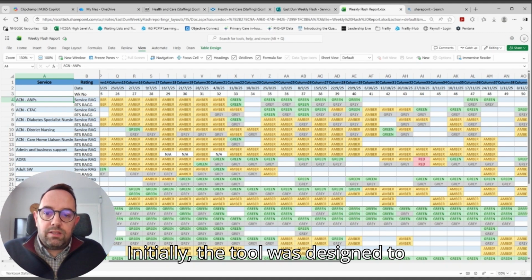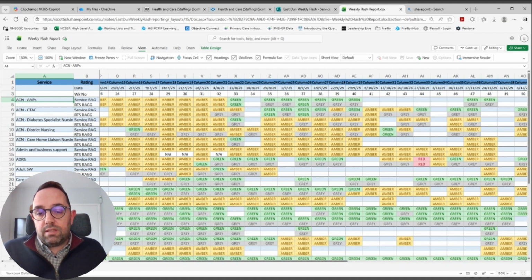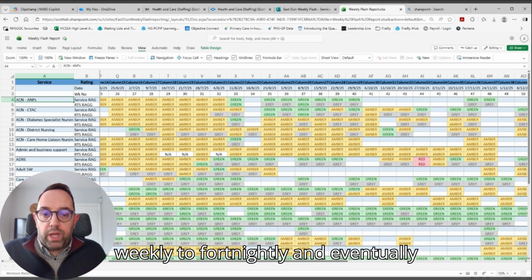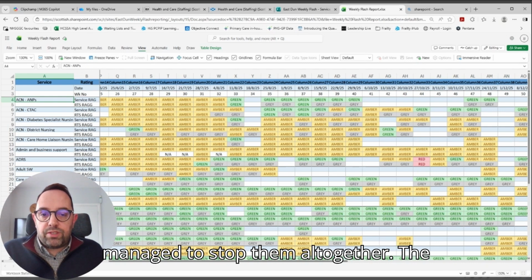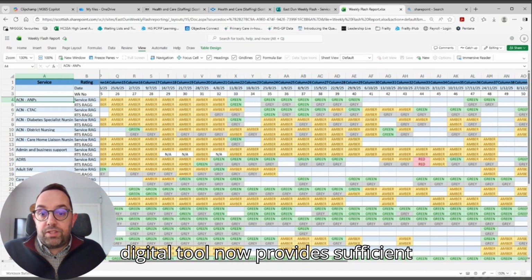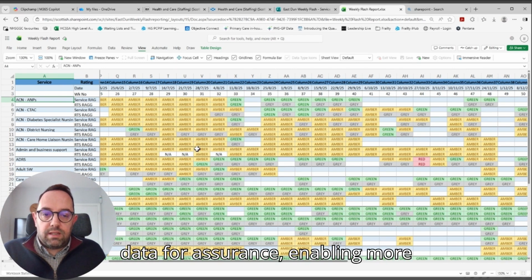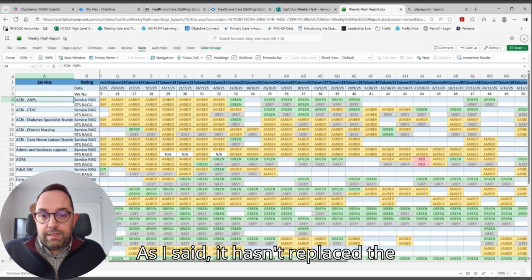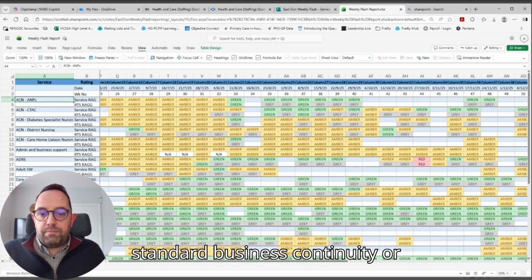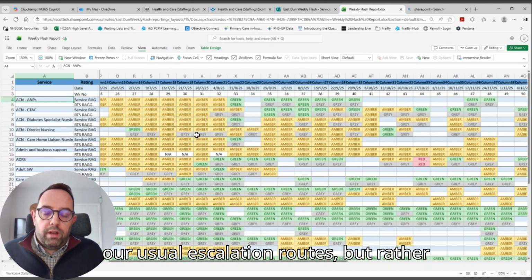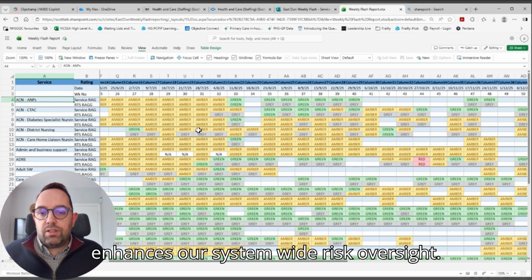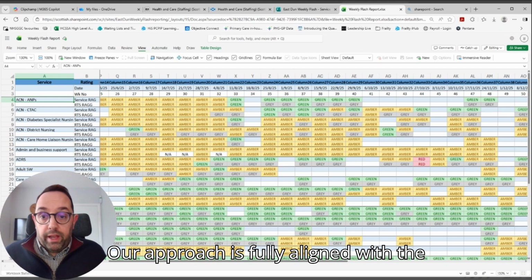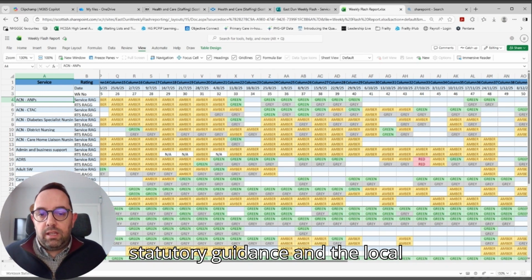Initially, the tool was designed to support and shorten our flash meetings, but as the process matured, we were able to reduce the meeting frequency from weekly to fortnightly and eventually managed to stop them altogether. The digital tool now provides sufficient data for assurance, enabling more focused and productive decision making. As I said, it hasn't replaced the standard business continuity or our usual escalation routes, but rather enhances our system-wide risk oversight. Our approach is fully aligned with the statutory guidance and the local SOPs.